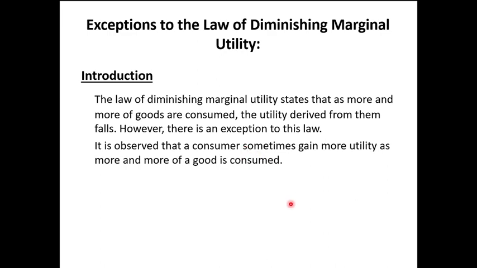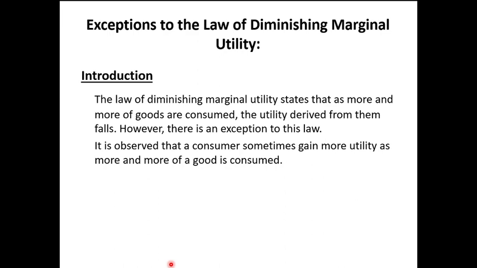Let us once again recall the law. The law of diminishing marginal utility states that as more and more goods are consumed, the utility derived from the same good goes on falling. As we consume more and more units of the commodity, the utility we derive from the same good goes on diminishing. But though this law looks very good and practical, there are some exceptions, dear students. This law is not applicable in certain cases.